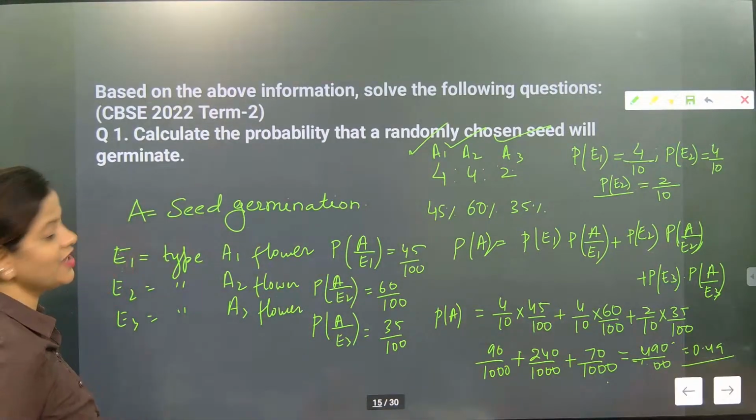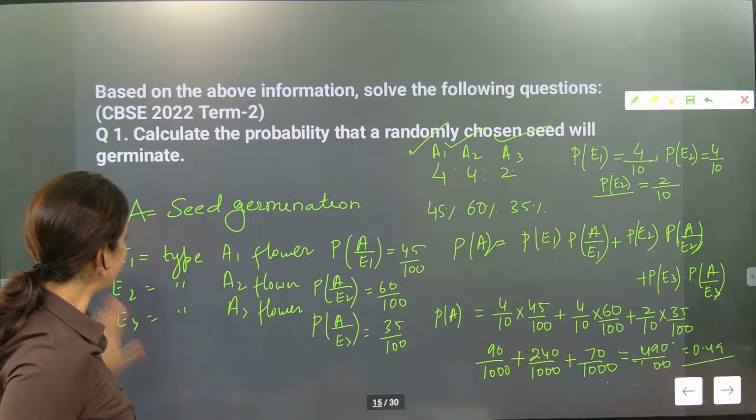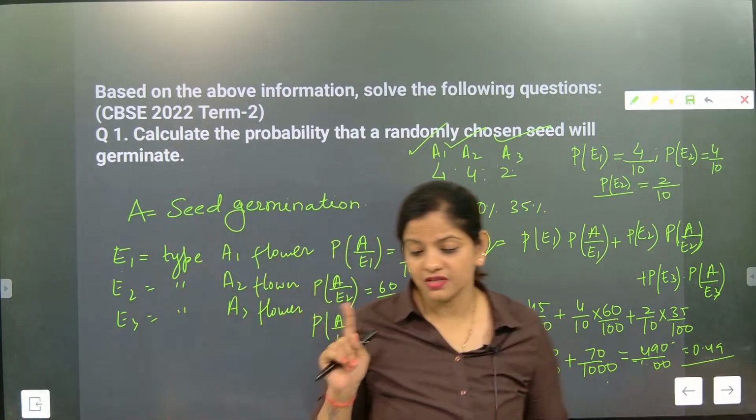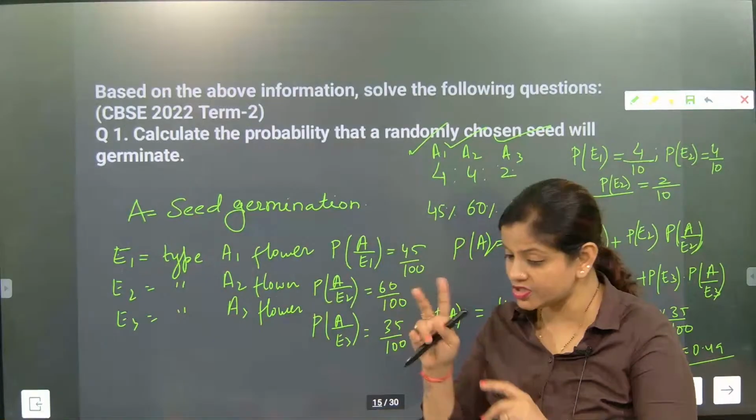Yes, beta. That's what. Thank you so much, Danish. Sometimes big calculations we can do, but small calculations we can't do. So this is one part, beta. This one part will be costing 2 marks.